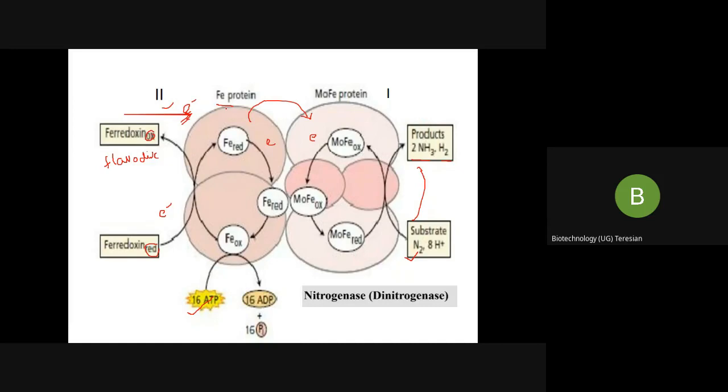One more point you have to remember, we told about the ATP. This ATP is not hydrolyzed to ADP until component 2 transfers an electron to component 1. Okay, this transfer of electron happens from 2 to 1. This ATP hydrolysis will not occur until this iron protein supplies its electron to the molybdenum iron protein. So this is how the activation of the nitrogenase enzyme is occurring.